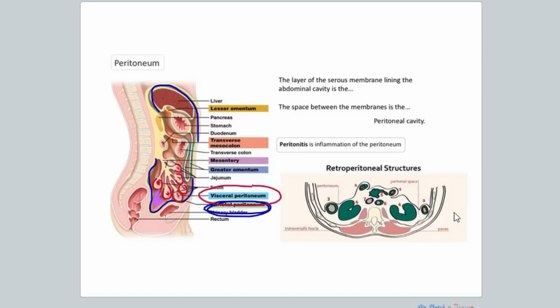And there can be pathology related to all of these serous membranes. Peritonitis is inflammation of these peritoneal membranes, and it can be really painful.